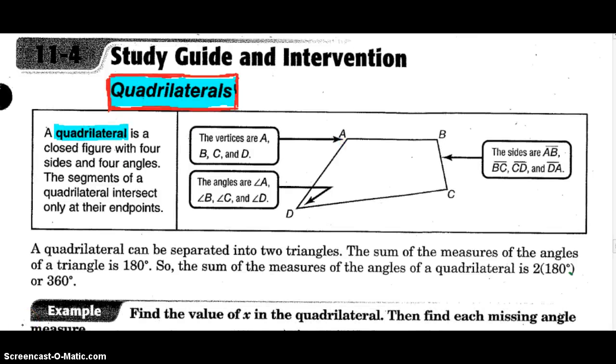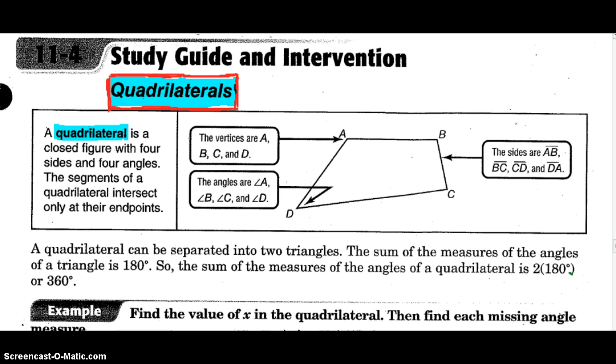Hello students, and we're ready for section 4 of chapter 11, where we are going to learn all things quadrilaterals. I want you to understand the definition of a quadrilateral, what all that will mean if you know that it's a four-sided shape, and then we're also on the next page going to talk about special quadrilaterals.